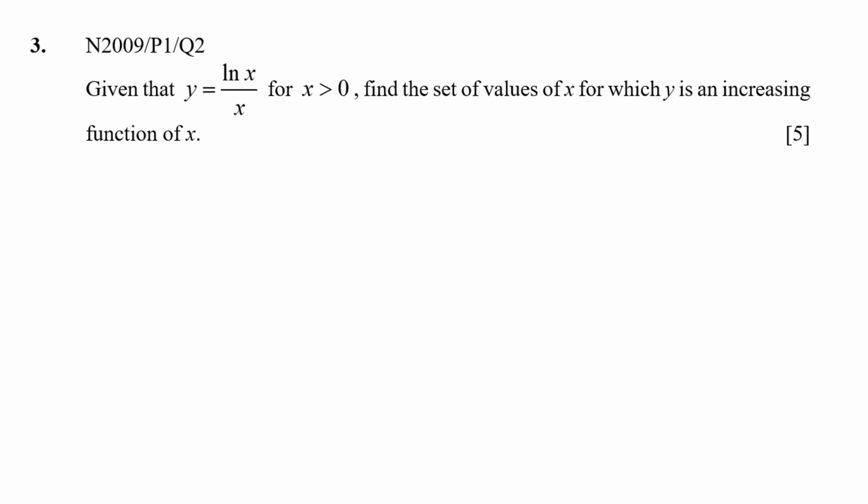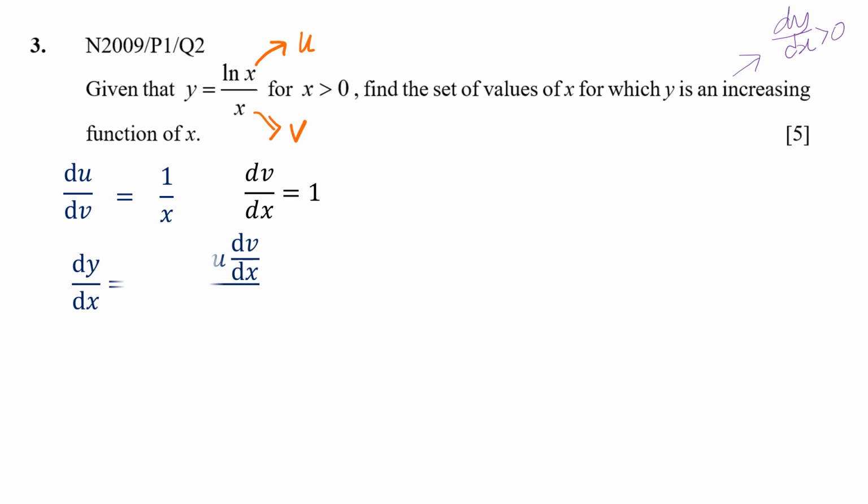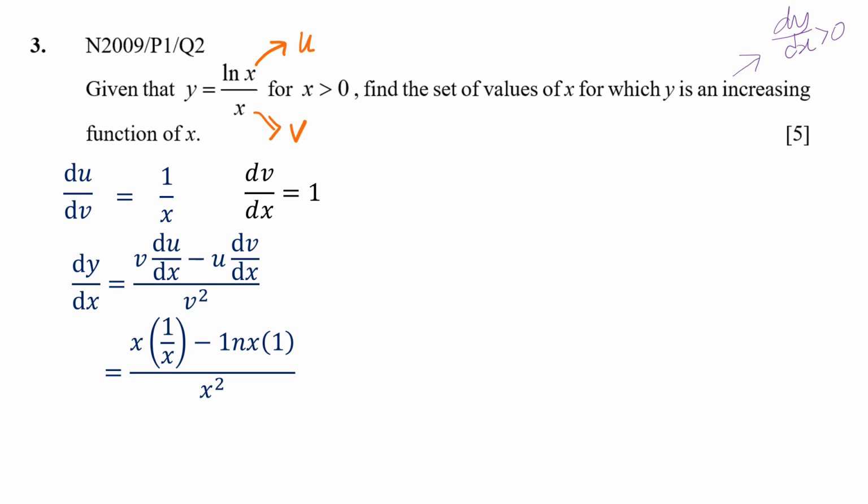The concept involved here is that when y is an increasing function, dy/dx has to be more than 0. If y is a decreasing function, then dy/dx is less than 0. We're going to use the quotient rule to find dy/dx. Differentiate ln x, you get 1 over x. Differentiate x, you get 1. Put it in your quotient rule. By now, you should be able to remember the quotient rule very well. Plug in all the terms and then simplify it.